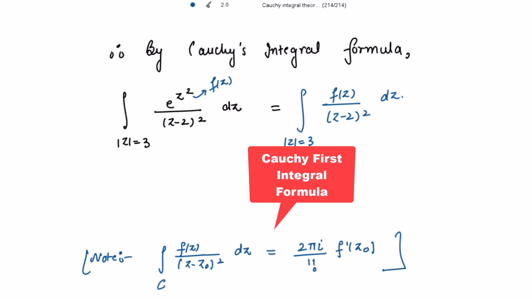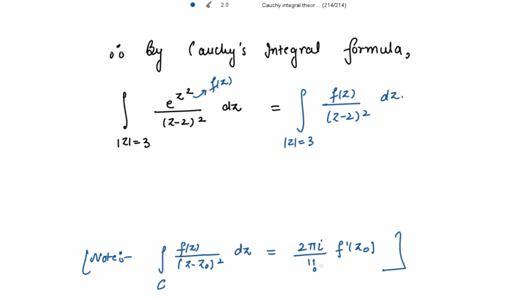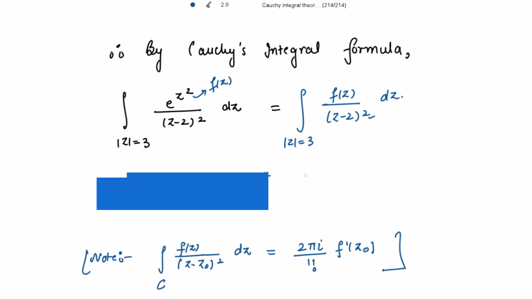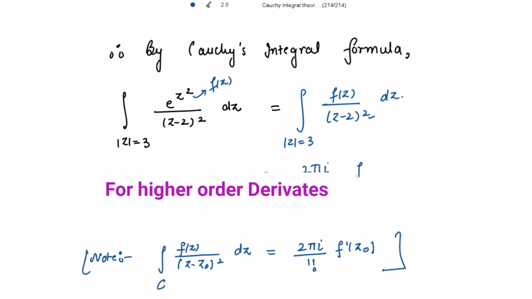So what is the formula? The line integral of f of z divided by z minus z naught whole square dz is equal to 2 pi iota f dash z naught divided by 1 factorial. Please remember, for the power 2, I'm having the first derivative at z naught, and here 1 factorial. For the power 3, I must have the double derivative at z naught, and here this will be replaced with 2 factorial. So because I'm having power 2 over here, I write 2 pi iota times the first derivative at z naught divided by 1 factorial.